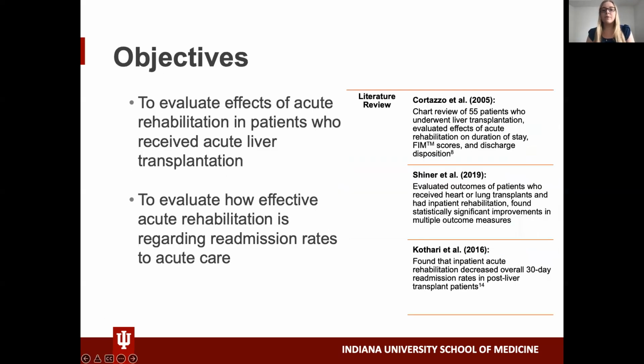So in starting this project, we did a literature review. The main study that we did find that was similar was by Cortazzo et al., who in 2005 conducted a chart review of 55 patients evaluating some of the similar variables that we wanted to evaluate in our study. So we aimed to expand the data of the Cortazzo study. Specifically, we wanted to evaluate the effect of acute rehabilitation on patients who received liver transplantation and to evaluate how effective acute rehabilitation is regarding readmission rates to acute care.